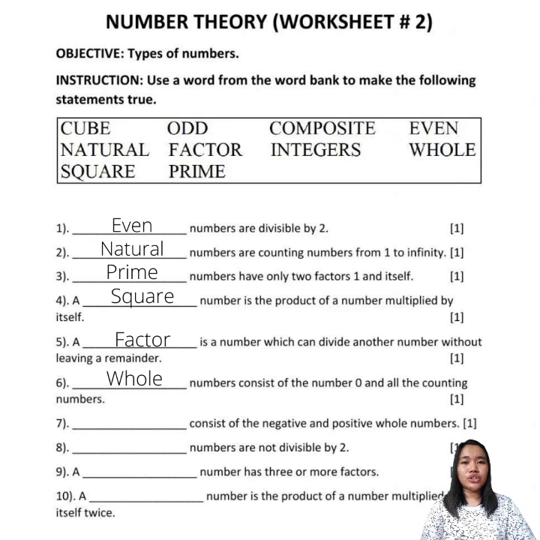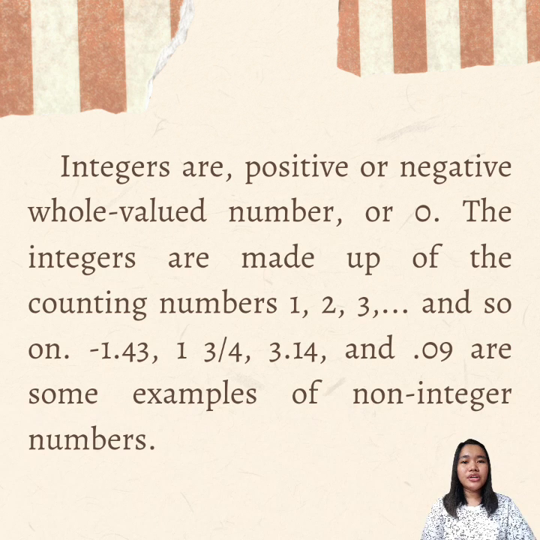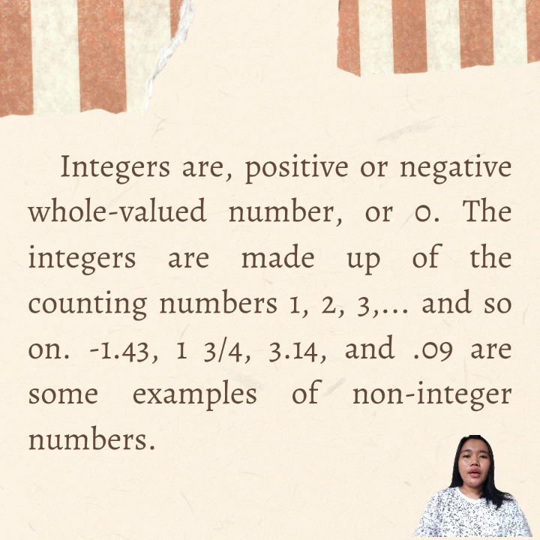Number 7 question. Blank consists of the negative and positive whole numbers. The answer on this is integers because integers are positive or negative whole valued numbers or 0. The integers are made up of the counting numbers 1, 2, 3, and so on. Negative 1.43, 1 and 3.14, and 0.09 are some examples of non-integer numbers.